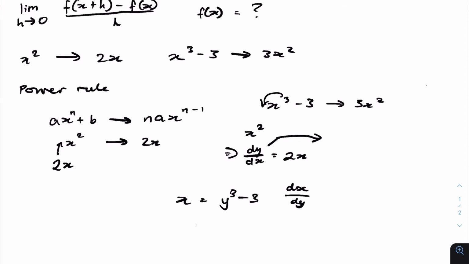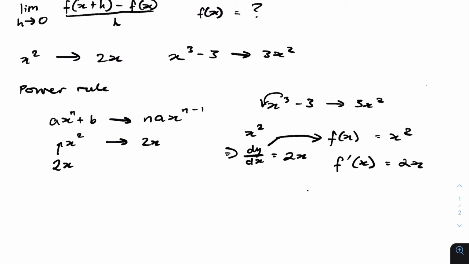Or, if we were writing it in function terms, if we were writing f of x equals x squared, then the way we'd write the differential is f, and then we put an apostrophe sign, equals 2x. That's the different notation for writing the differential. And we see that using the power rule, both of these work.